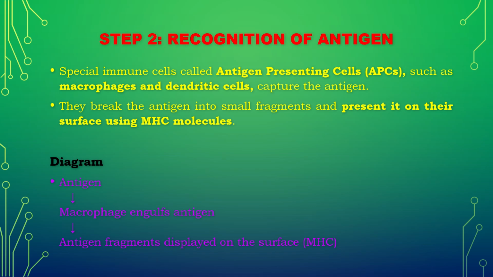The second step, recognition of the antigen. Special immune cells called antigen-presenting cells, such as macrophages and dendritic cells, capture the antigen. They break the antigen into small fragments and present it on their surface using MHC molecules. The antigen enters the macrophages and they present it onto the MHC molecules.